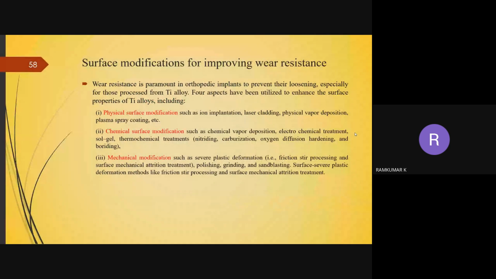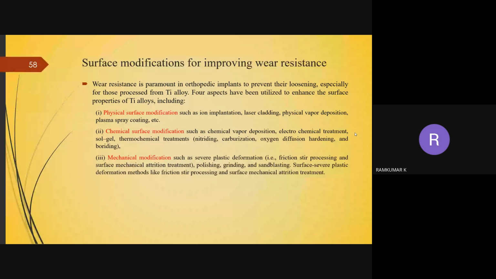So the next one is about surface modification for improving wear resistance. Here you can see they are mainly making surface modification in three ways. The first one is physical surface modification. The second one is chemical surface modification. The third one is mechanical modification.